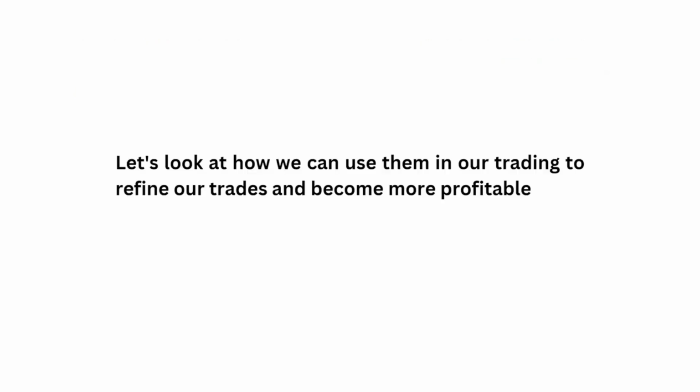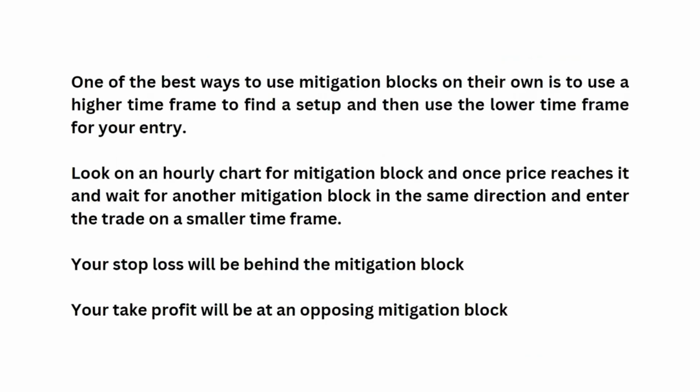Let's look at how we can use these in our trading to refine our trades and become more profitable. One of the best ways to use mitigation blocks on their own is to use a higher time frame to find a setup and then use the lower time frame for your entry. Look on an hourly chart for a mitigation block, and once price reaches it, wait for another mitigation block in the same direction and enter the trade on a smaller time frame. Your stop loss will be behind the mitigation block and your take profit will be at the opposing mitigation block.